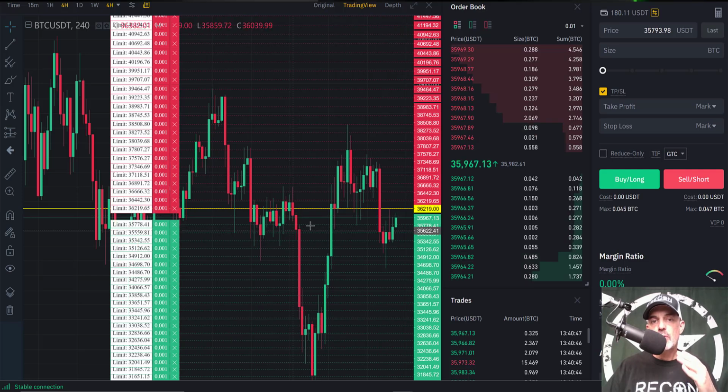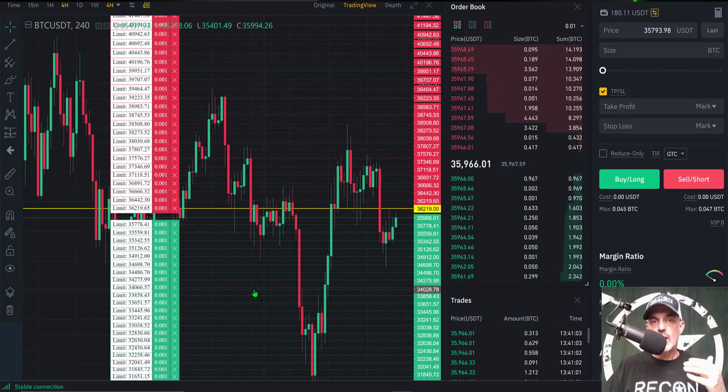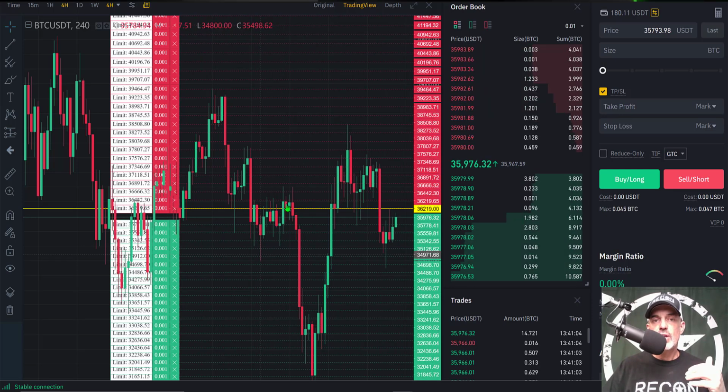Now, if you're not familiar with how a grid bot actually works, a grid bot is basically made up of limit orders, both buy and sell limit orders. And the lines you see make up your grid. The green lines are your buy limit orders and the red lines are your sell limit orders.